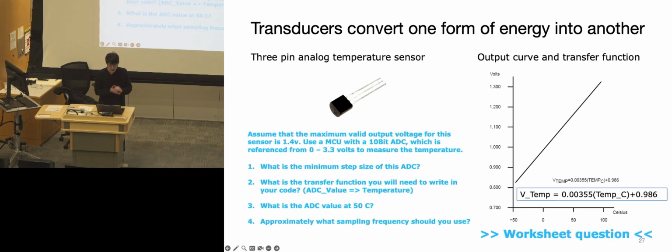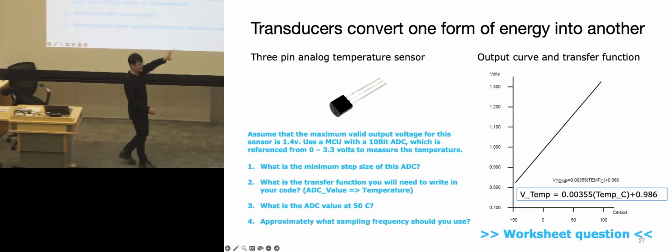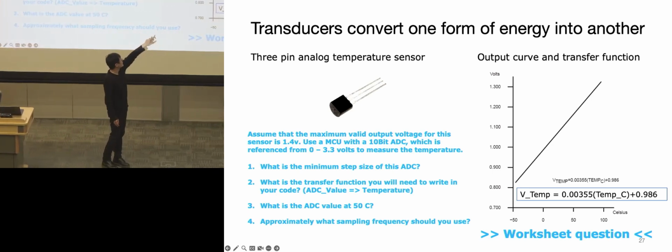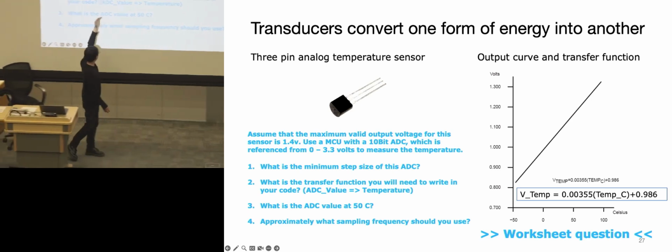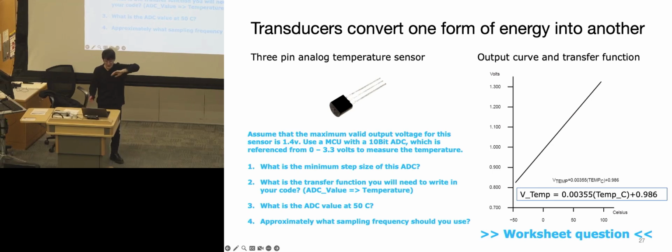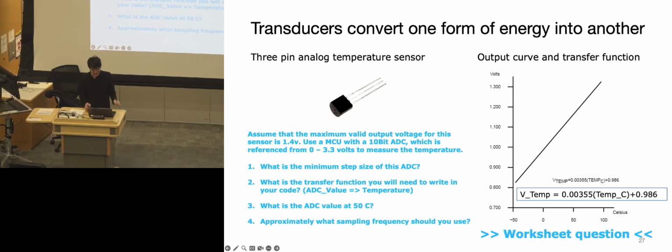And feel free to work together with your neighbors. Given this analog temperature sensor and the curve of what a voltage means as opposed to the Celsius, answer all of the following questions. We're talking 5 to 10 minutes, depending on how quick you guys are.